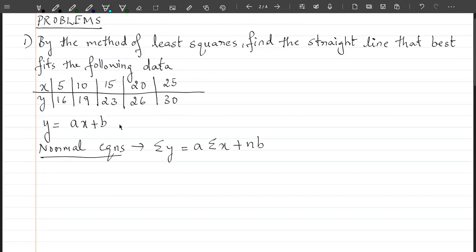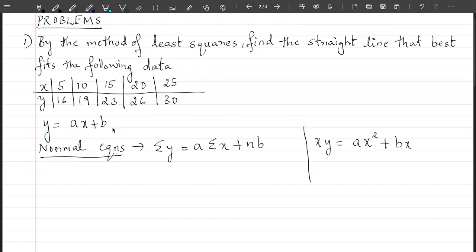Then how do you get the next normal equation? To get the next normal equation, you have to multiply the given equation by x. So if you multiply the given equation by x, this term here becomes xy. Here I get ax square plus bx. If you want, I'll write it here. So the equation changes to xy = ax square + bx.